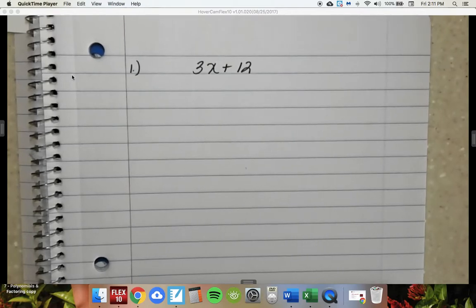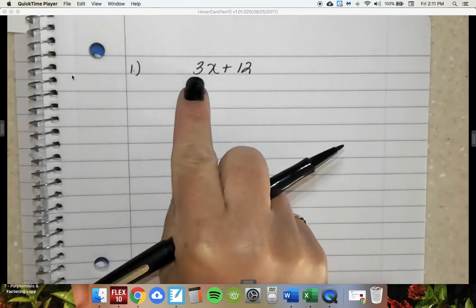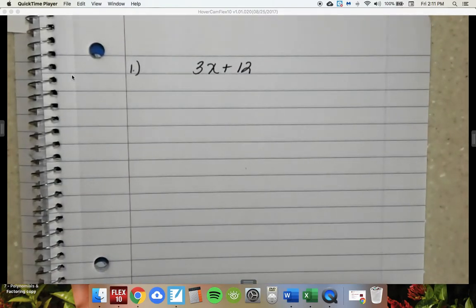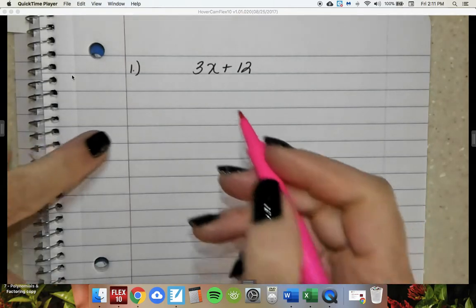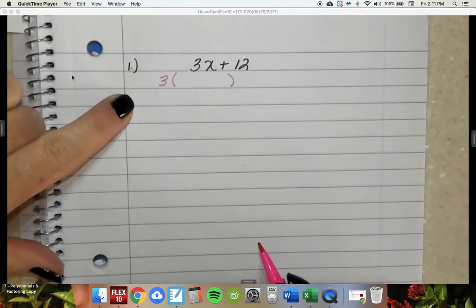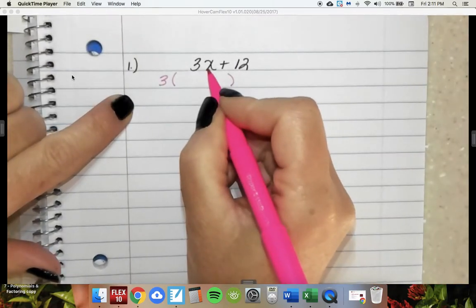My brain thinks of what is the biggest number I can divide out of a 3 that I can also divide out of a 12. And that answer is a 3. So you factor out a 3, or you divide out a 3, and you put it out here on the outside of parentheses.